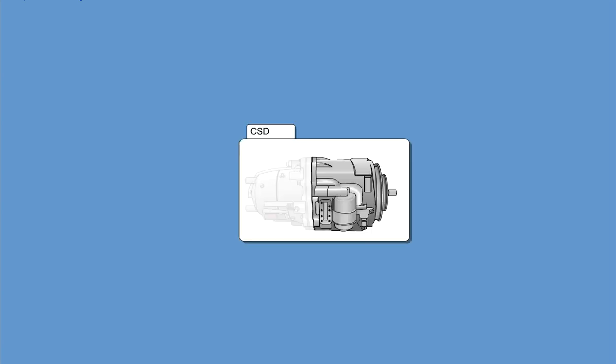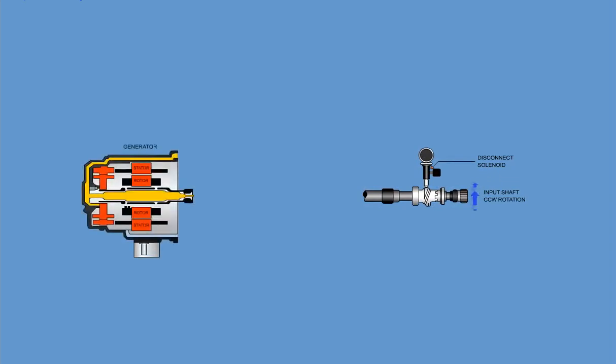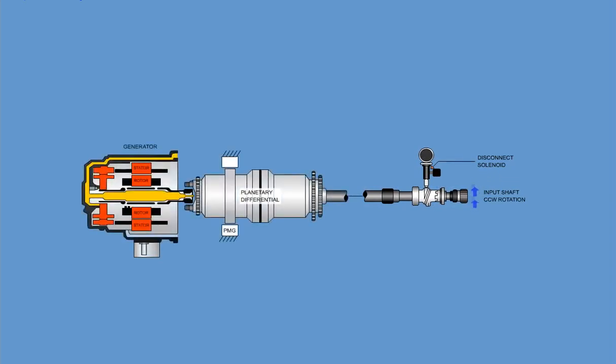The constant speed drive enables the generator to operate at a constant speed of 12,000 RPM, regardless of the variable engine speed and generator load. The input shaft of the CSD drives the generator through a 1:2 ratio gearing and a planetary differential gear.